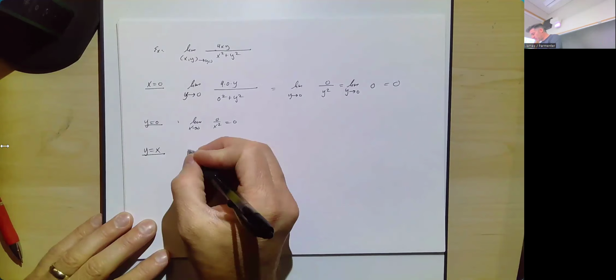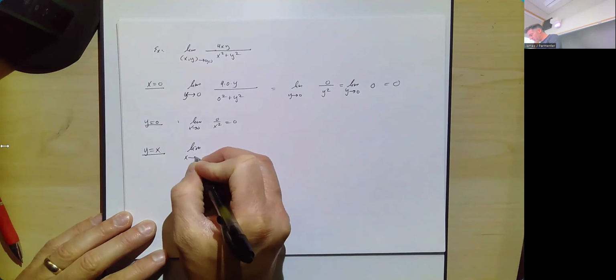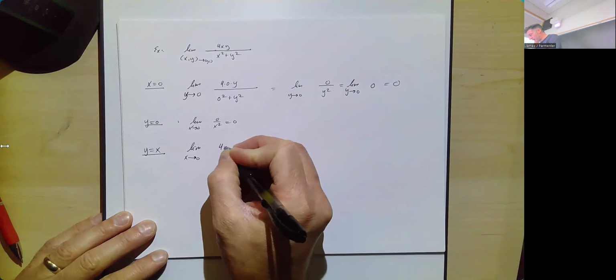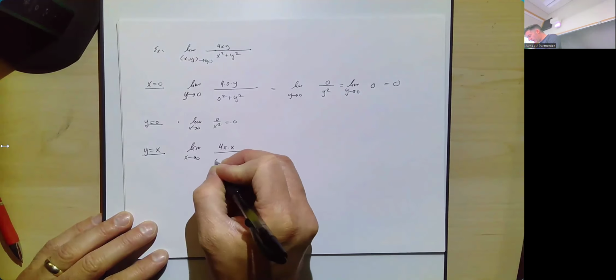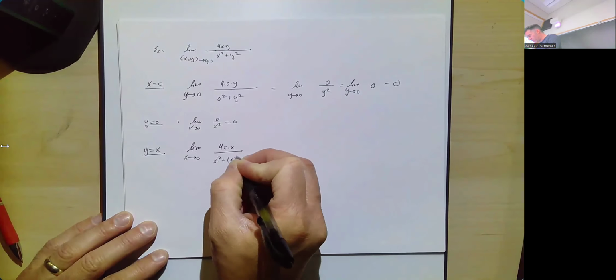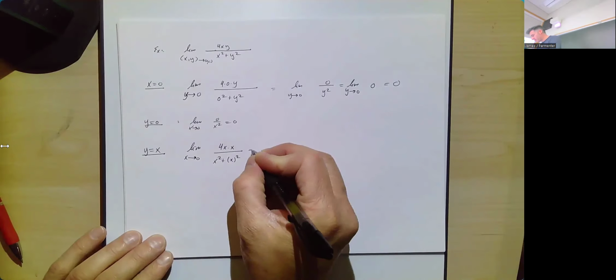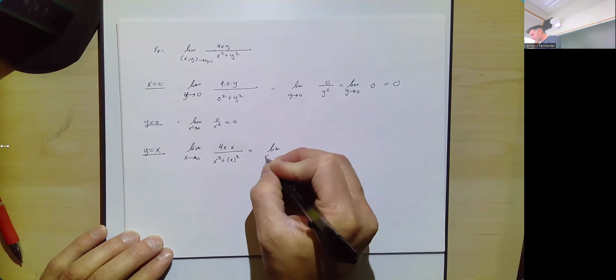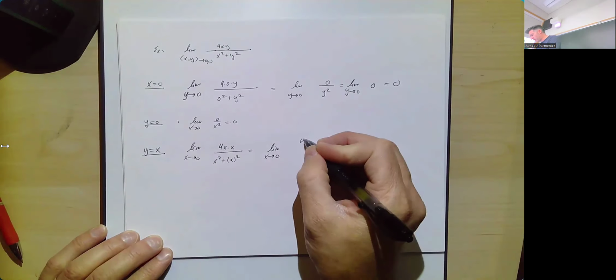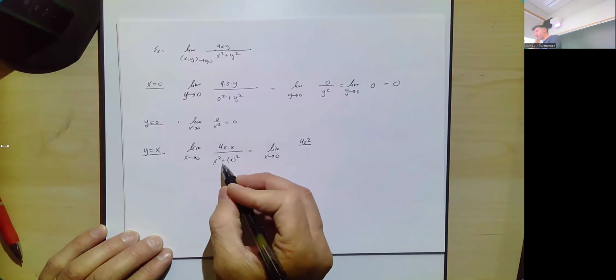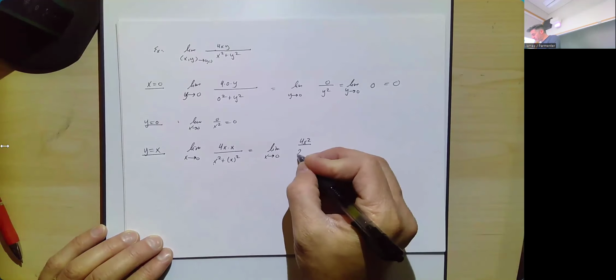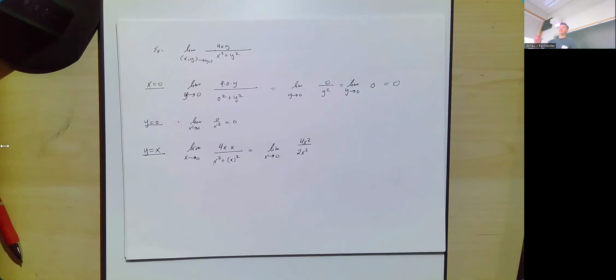So I'm going to write this as the limit as x goes to 0 of 4 times x squared over x squared plus x squared, replacing every y with x. Now, let's see what happens. I'm going to write that as the limit as x goes to 0. On top, I have 4x squared. On the bottom, I have x squared plus x squared, which is 2x squared. And since x is not 0, 4x squared divided by 2x squared is just 2.